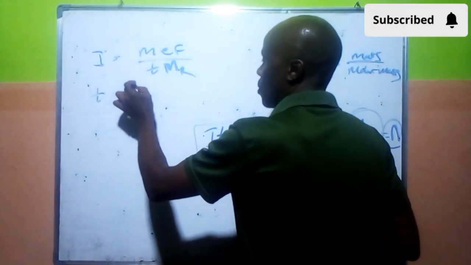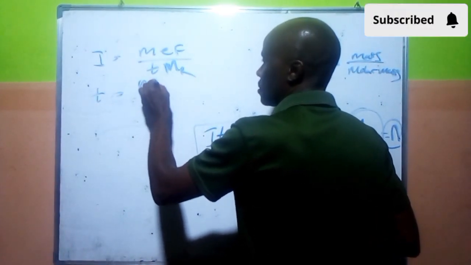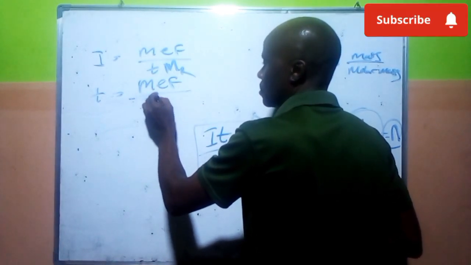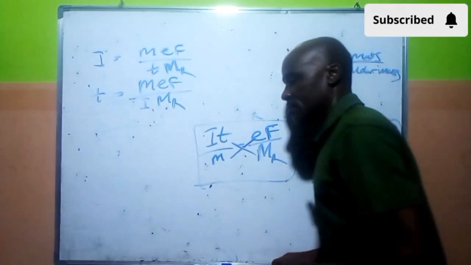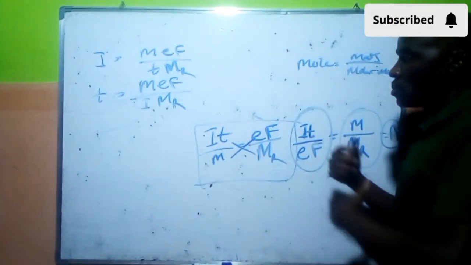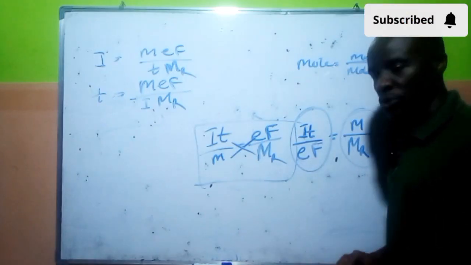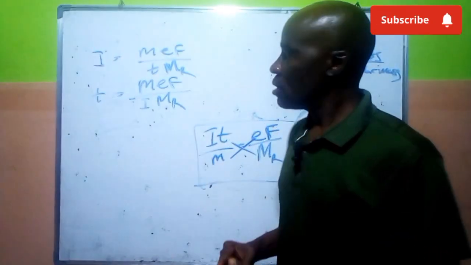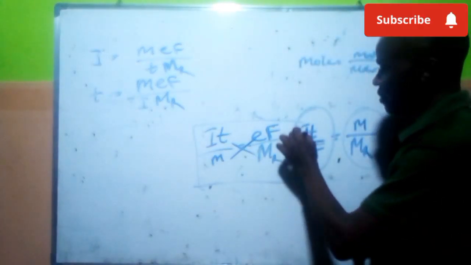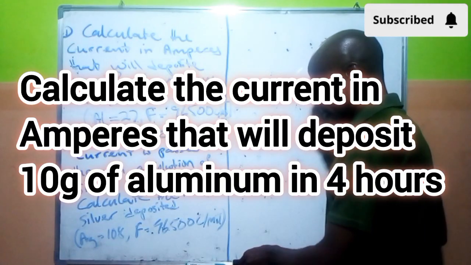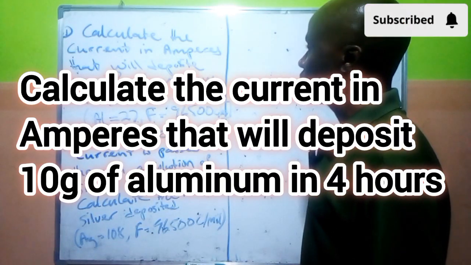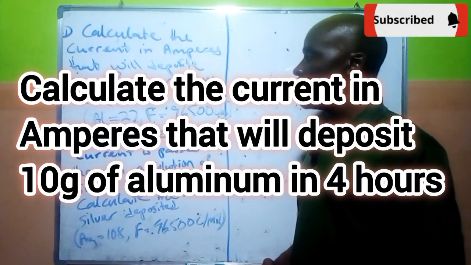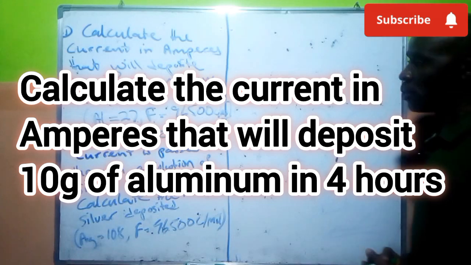If we are looking for time, we can go by mass times F over I times M_r. So just like that, by substituting each of them, we will be able to get whatever we want. But let's quickly go into some example questions in regards to what we have been able to achieve. The first question we're going to look at: calculate the current in amperes that will deposit 10 grams of aluminium in 4 hours.